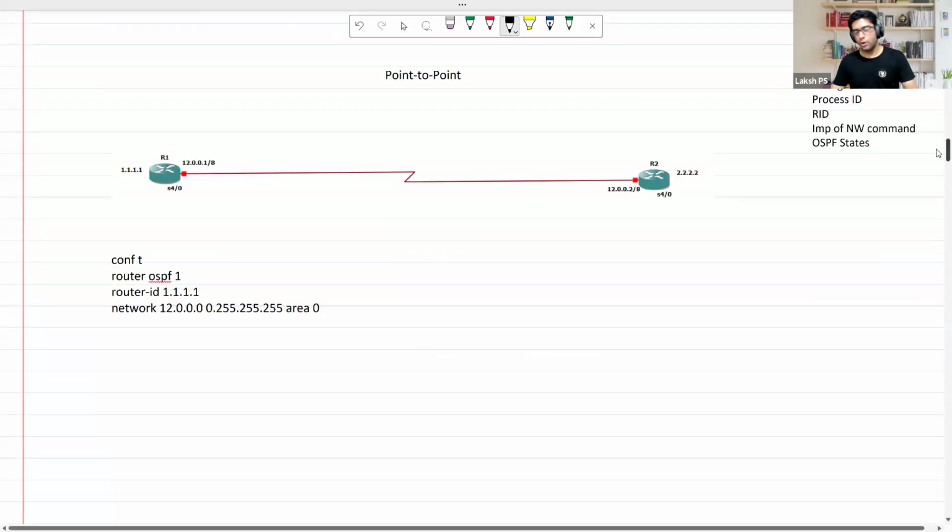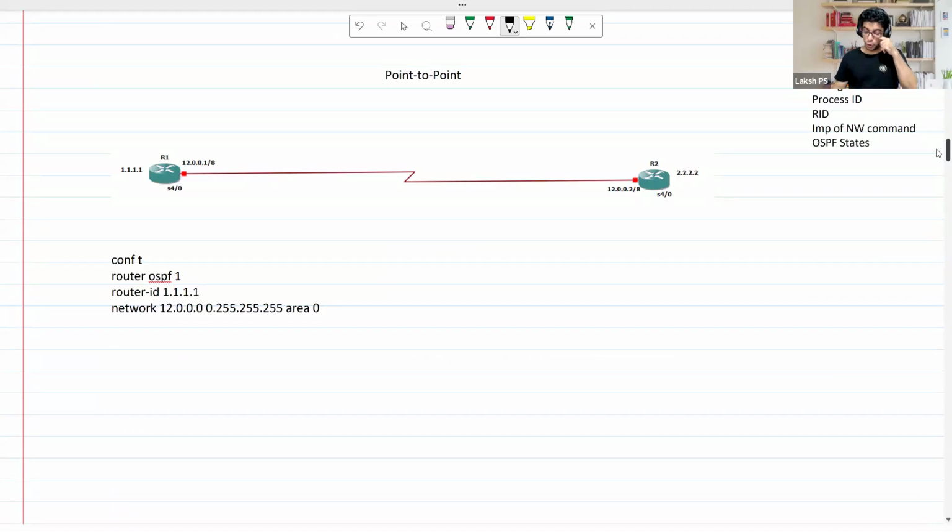Okay, now OSPF. So first let's start with the point-to-point, single area OSPF, right? And you can see in the diagram we have two routers, R1 and R2 over here, right? R1's loopback address is 1.1.1.1, R2's loopback address is 2.2.2.2. 12.0.0.1 is R1's interface IP, 12.0.0.2 is R2's interface IP. And we are using a serial interface, and that is why it's a point to point. All right. Now, let's directly jump into the configuration, and we'll discuss more and more from there.